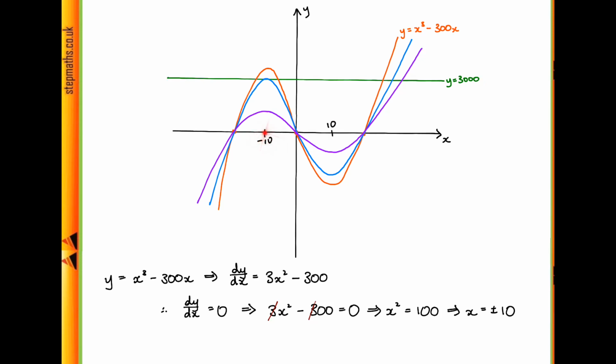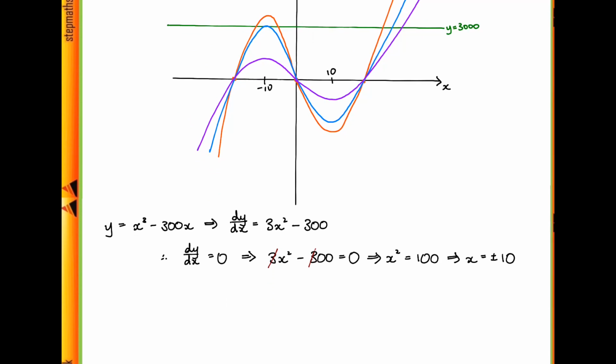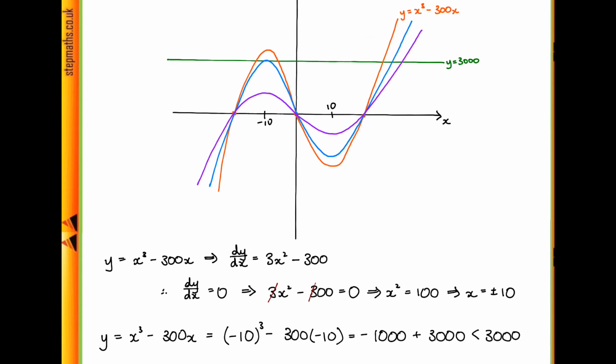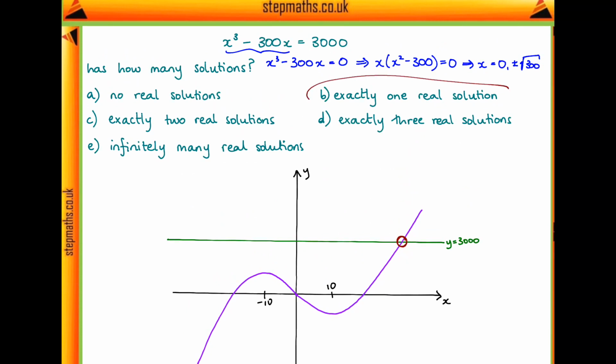Okay, so that's the x-coordinate of the maximum, but we need to know the y-coordinate to know whether it's above, on, or below 3000. So to find that, we put our x-coordinate back into our equation, so just subbing in x equals minus 10, we get minus 1000 plus 3000, because we've got plus minus a minus. And 3000 minus 1000 is definitely less than 3000, right? So the y-coordinate of this maximum is going to be less than this line. So we're in the purple case here. So we can tell there's only going to be one intersection, which means we have exactly one real solution, which is answer B.